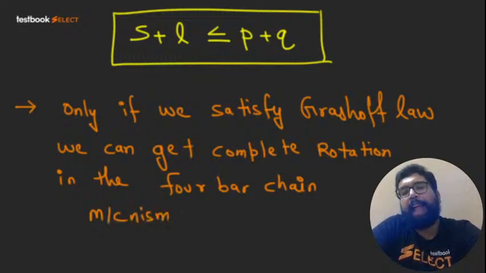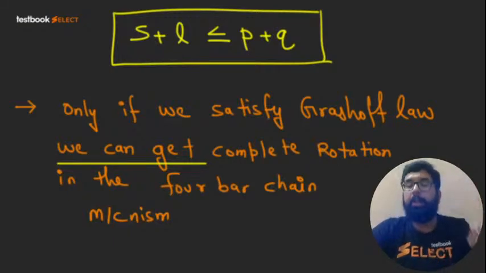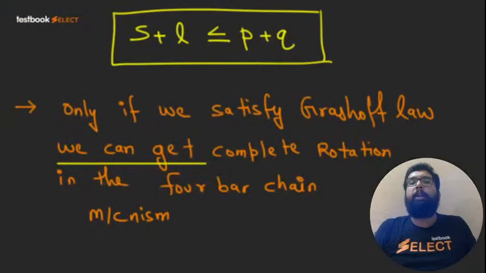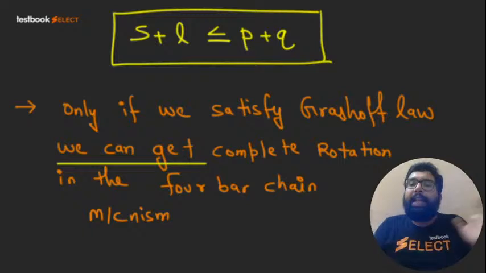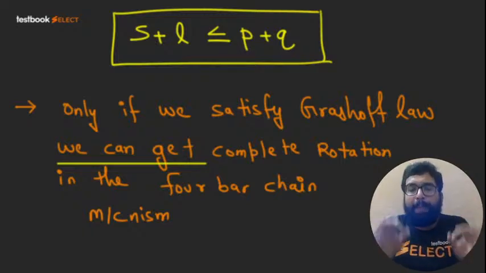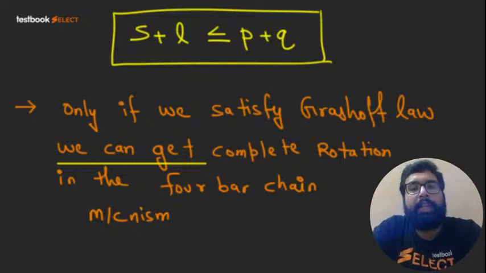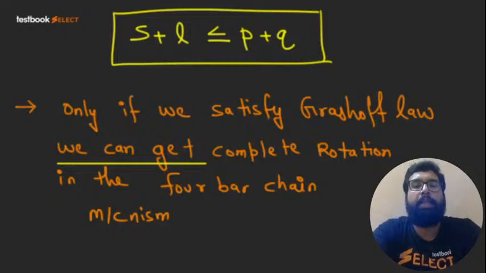Now, please understand this word: we can get, matlab hame mil sakta hai, jaruri nahi hai ki mile hi. Please understand it. We can get the rotation, but it is no compulsion. If you do not want to get the rotation, even then you are not compelled to get it. There is nothing like that. So Grashoff law is giving you the choice. We can get means the choice is ours.